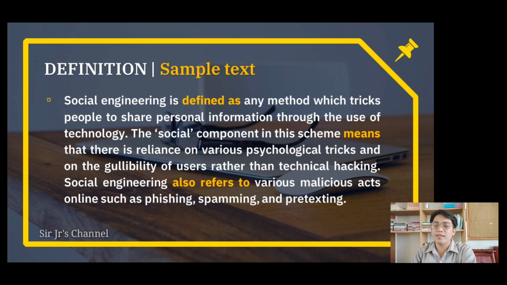The social component in this scheme means, another signal word, that there is reliance on various psychological tricks and on the gullibility of users rather than technical hacking. Social engineering also refers to various malicious acts online, such as phishing, spamming, and pretexting. You see how the author had used different signal words in this type of pattern of development.